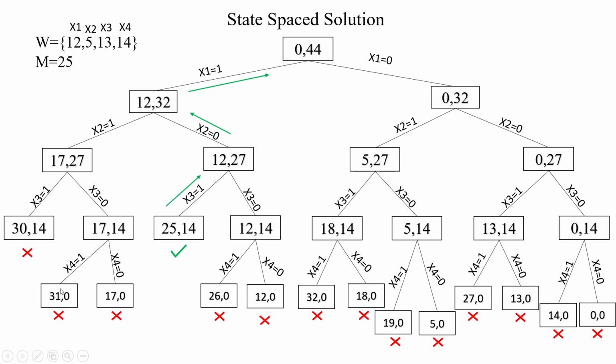So from this node we are backtracking to the before node. At this node we will try by not including the fourth weight, which is 14. By not including the fourth weight, the sum 17 will remain the same and the total will be reduced by 14, and here it will become 0.